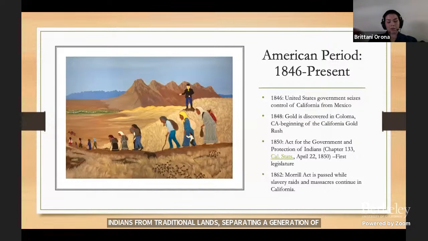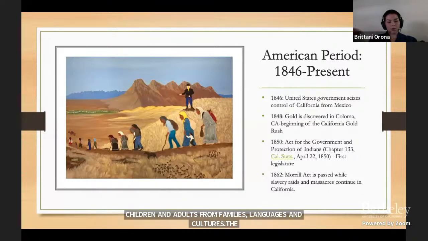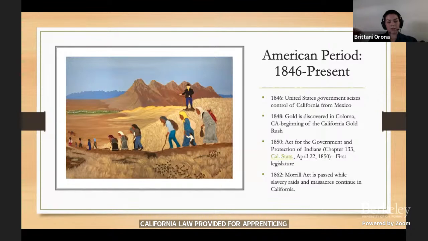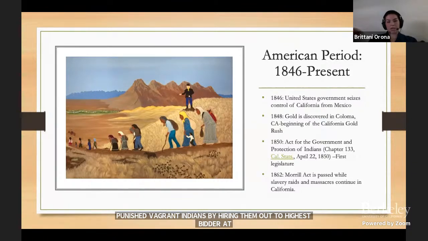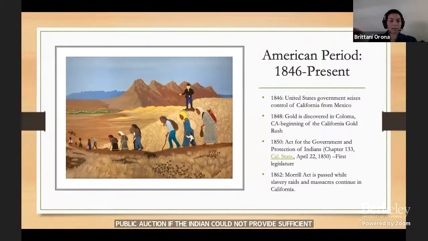The California law provided for apprenticing or indenturing Indian children and adults to whites, and also punished vagrant Indians by hiring them out to the highest bidder at public auction if the Indian could not provide sufficient bond or bail. So basically a form of slavery was enacted here in California through the state legislature.